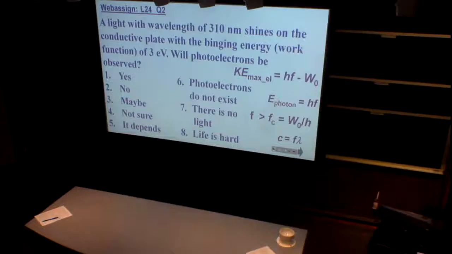Well, good morning, and let's try to see how the photoelectric effect looks, if I didn't break it.